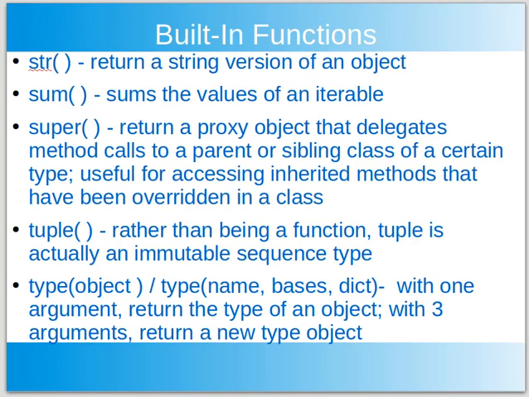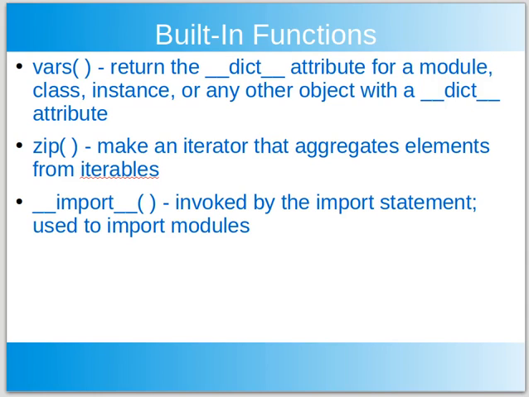Tuple, rather than being a function, is actually an immutable sequence type. And for the next one, we have two kinds of options. Type can either take an object, or a name, bases, and a dict. With one argument, it returns the type of an object. With three arguments, it returns a new type object. Vars returns the dict attribute for a module, class, instance, or any other object with a dict attribute. Zip makes an iterator that aggregates elements from iterables. Import, invoked by the import statement, is used to import modules.